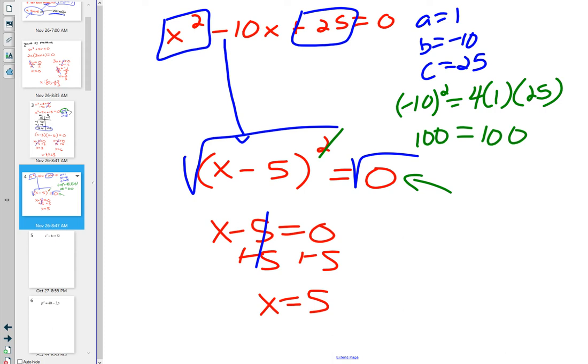Very good. That was my next question. Not because it's a 2, but because I only have one solution, do I have to write a solution set? No. Can I write a solution set? Yeah, you could, but you just write the 5.